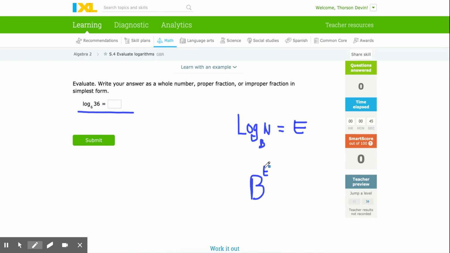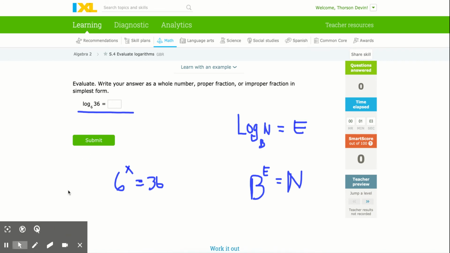B raised to what exponent is equal to the number that we're taking the log of? So here I would do 6 raised to some unknown number equals 36. Well, that's an easy solution. We know that 6 squared is 36. So guess what that equals? That equals 2. Just like that.